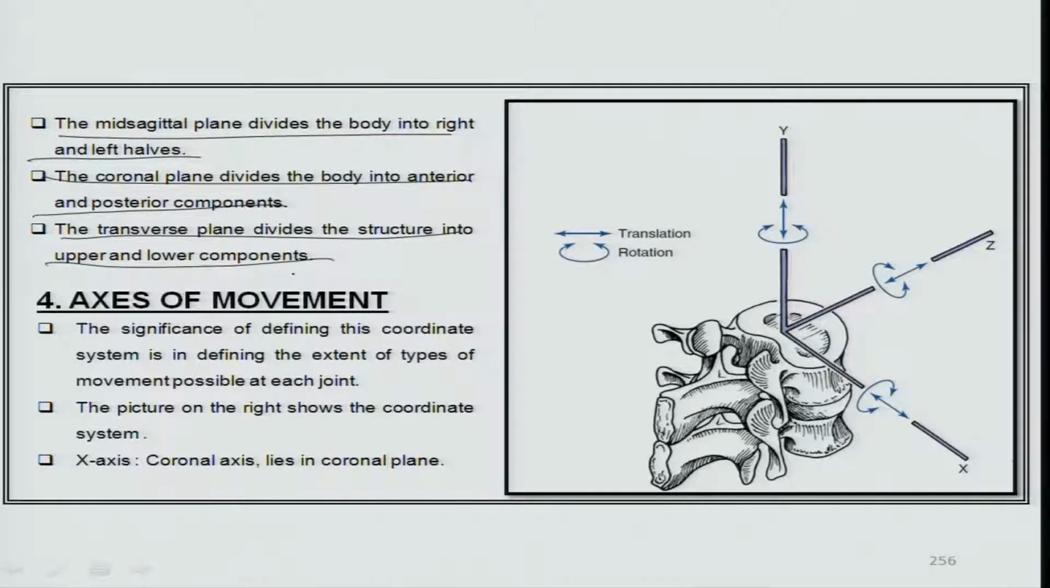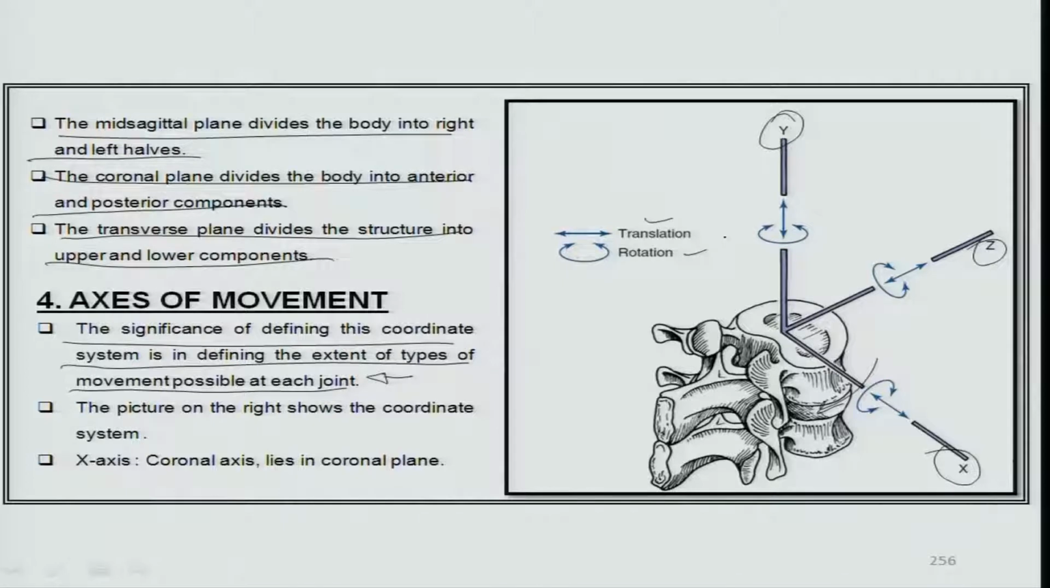So, when we talk about axes of movement, the significance of defining this coordinate system is in defining the extent of the types of movements possible at each joint of the body. The picture on the right, for example, shows such a coordinate system. So, you have the x, y and z coordinates based on all these three planes intersecting with respect to each other, which talks about how these joints are positioned with respect to each other so that they can move relatively in a certain direction following some sign convention. That movement could be either translational or rotational at different places. So, it is to define that structure of axes through which all the movements can be suitably studied, just as you do in kinematics, the study of links or linkages or members.